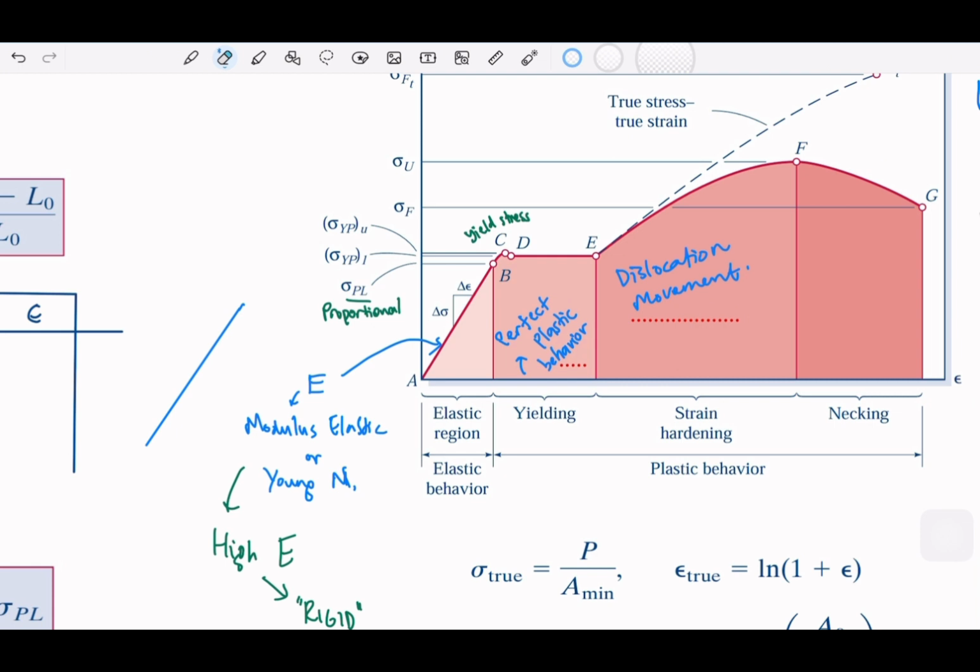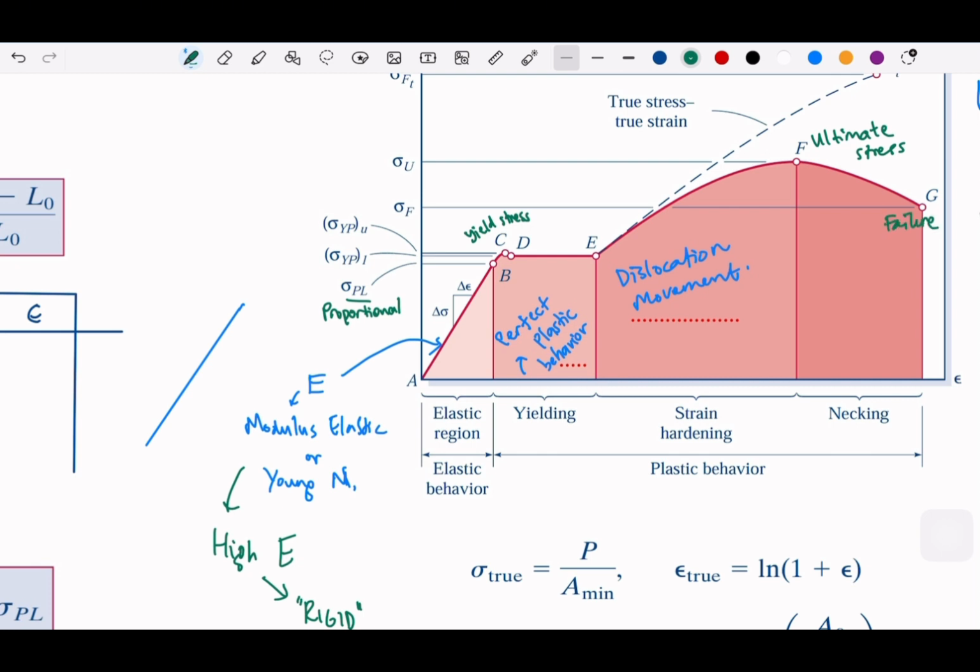And then the stress F, this is the ultimate stress, or the sigma U. And G here, this is the failure. Okay, this is failure.